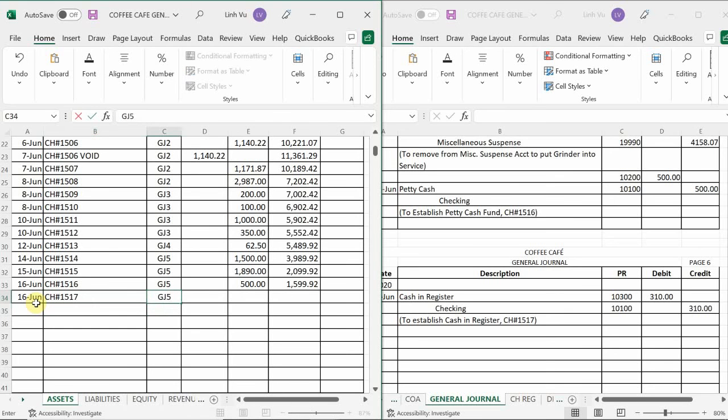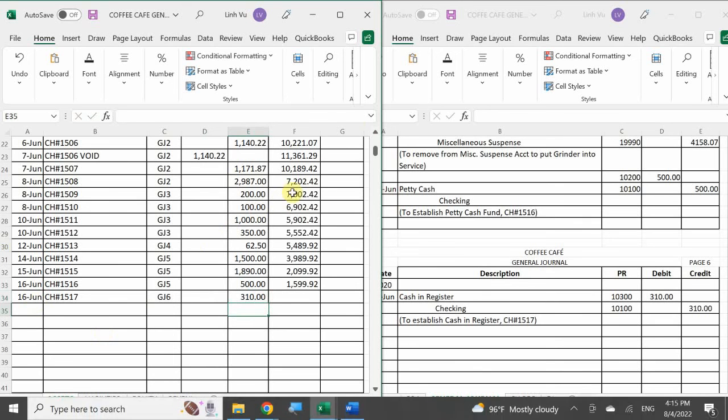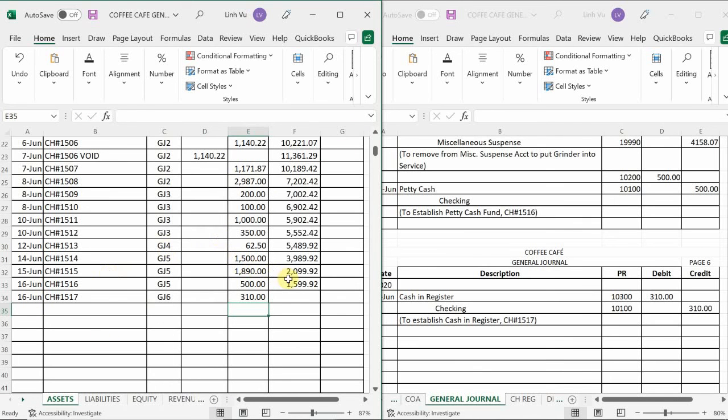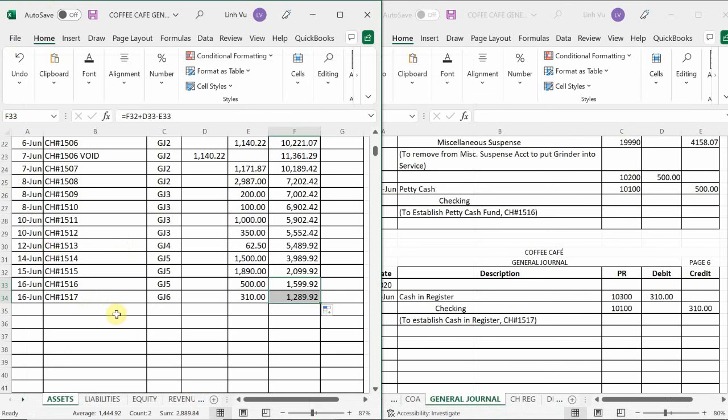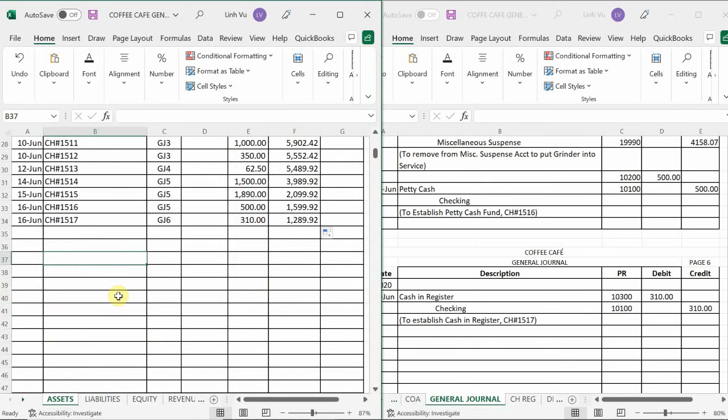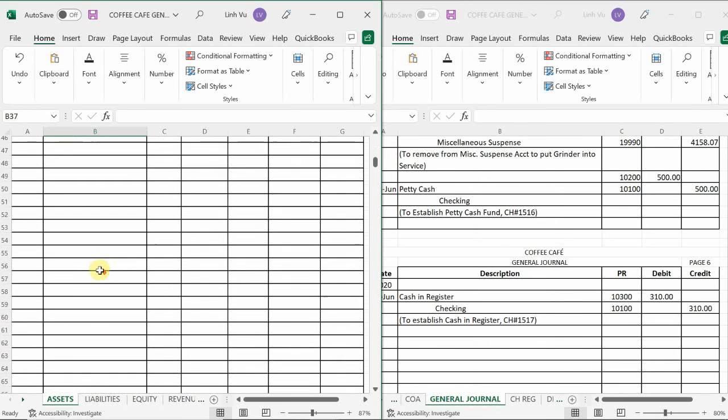Page 5. Oh, are we on page 5? 6. We're on page 6 now. That was our first one for 310. So how much money should I still have in the bank? Ooh, I'm getting lower and lower and lower. 1289.92. So we better start opening our business, which is tomorrow. So that's great news for us. We're going to start collecting money soon.